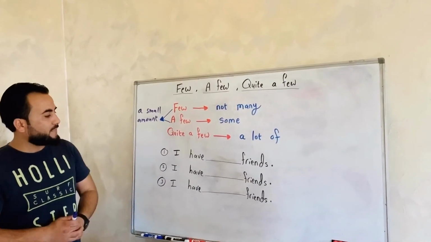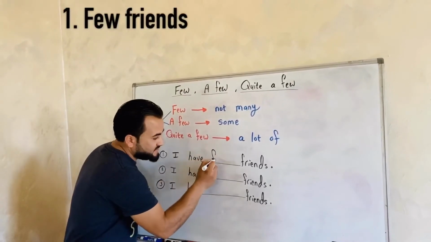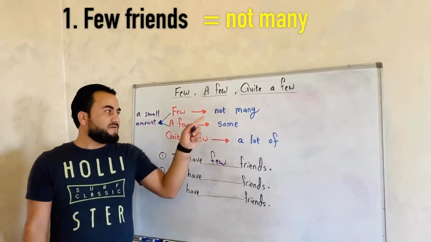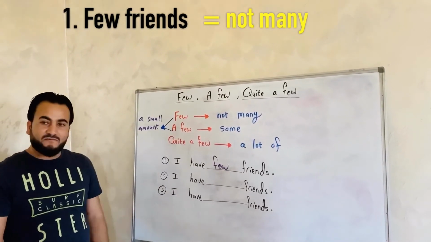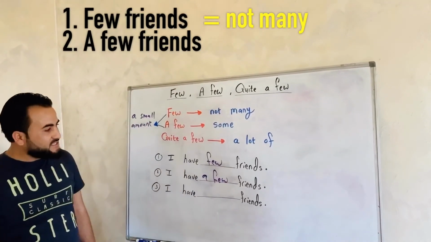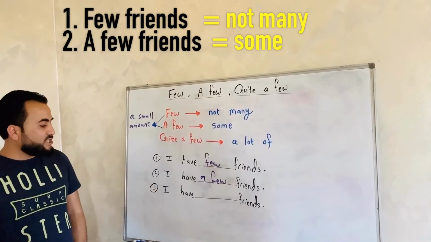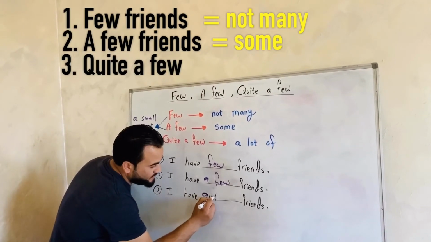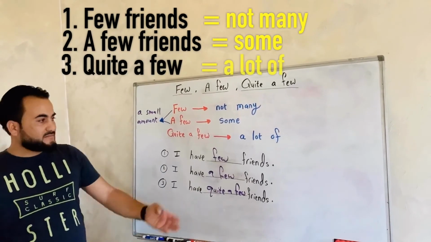Yes, the first one. I have few friends, and this means not many friends. Very nice. The second one. I have a few friends, and this means some friends. Very nice. And the last one here, I have quite a few friends, and this means a lot of friends.